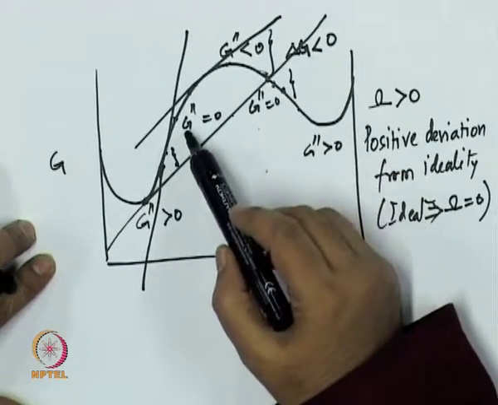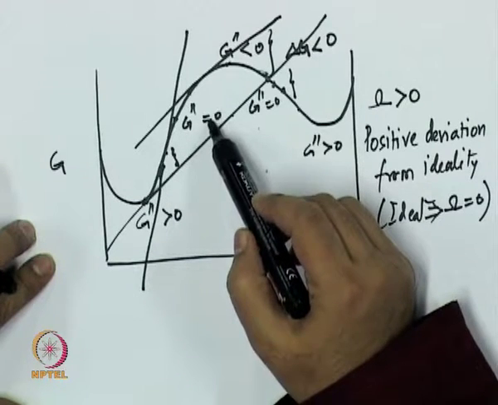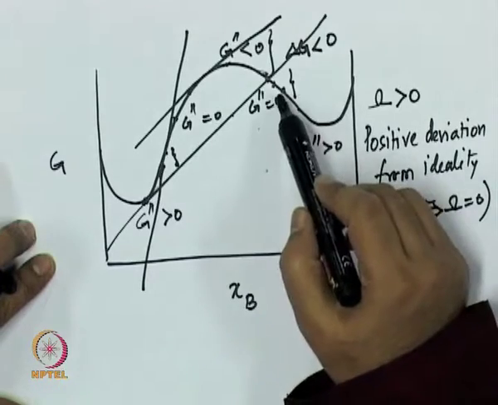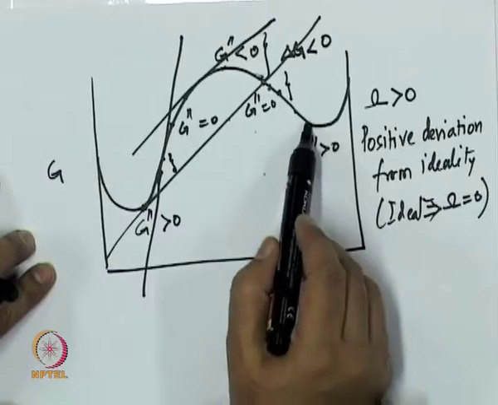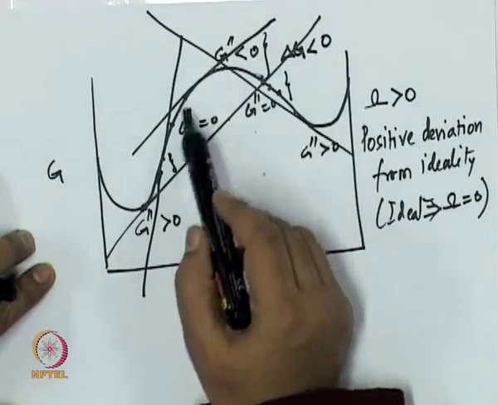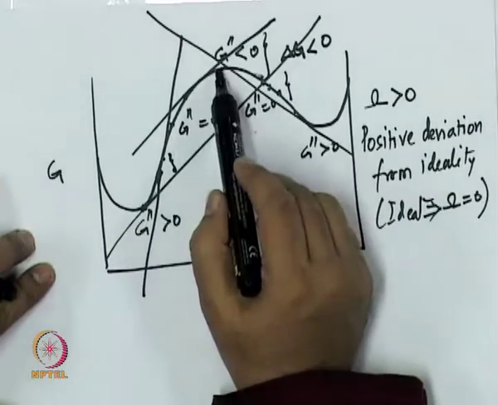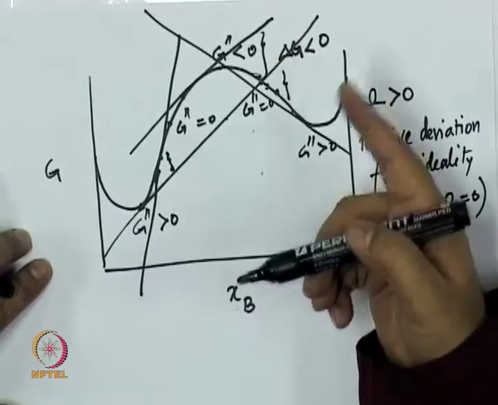In other words, whenever you are to the left of G double prime equal to 0 here, or to the right of G double prime equal to 0 here, same story here. So, I can draw a tangent and there will be regions which are above the tangent and then there will be regions below the tangent. So, at least that composition has to be produced before my free energy change becomes negative.